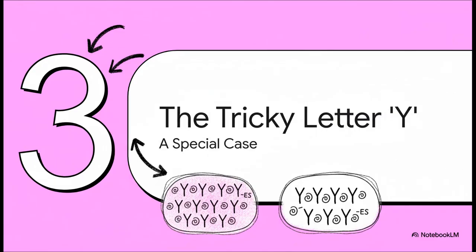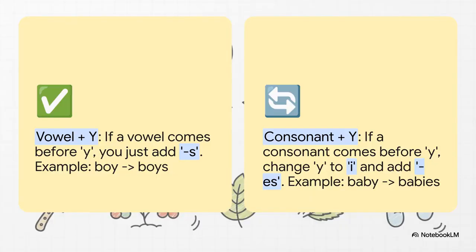All right, so we've got our main rule and we've got the hissing rule. Now for the last big one. And this one is all about that tricky letter Y. The secret here isn't really the Y itself, but the letter that comes right before it. Okay, so it breaks down into two super simple scenarios. You just have to look at the letter that comes right before that Y.